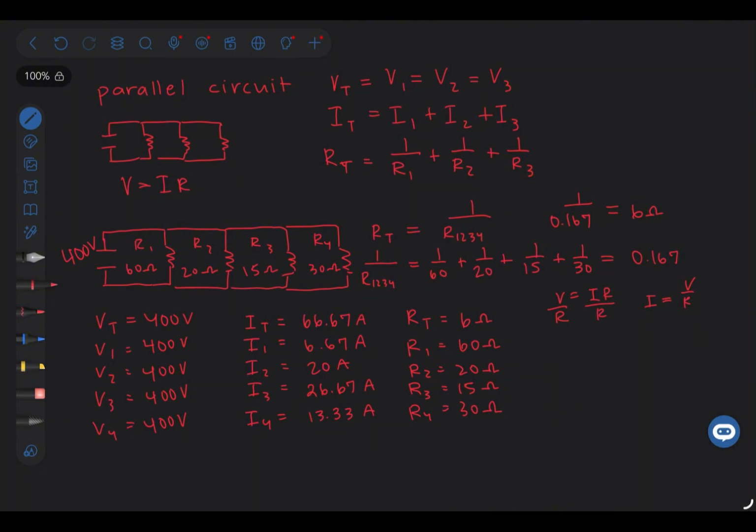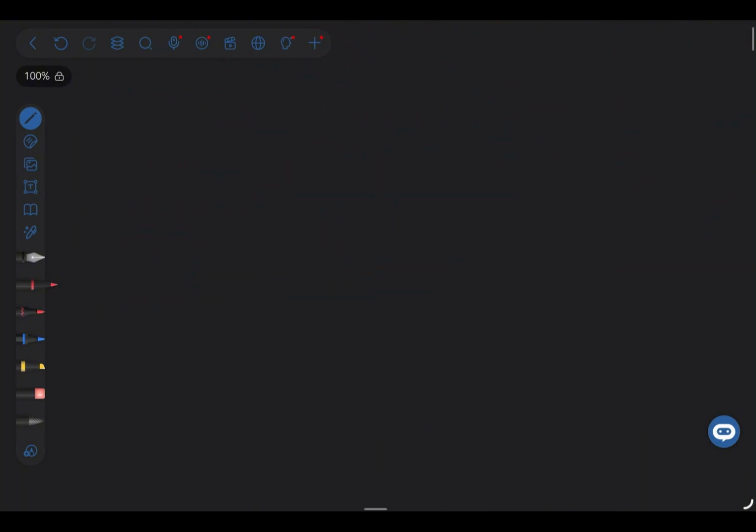And finally, we're going to do a combination circuit, which is basically a combination of the series and parallel circuit. So it's going to be both together. And here is an example. For these, you're just going to do however you would for each one, and then just combine them at the end.